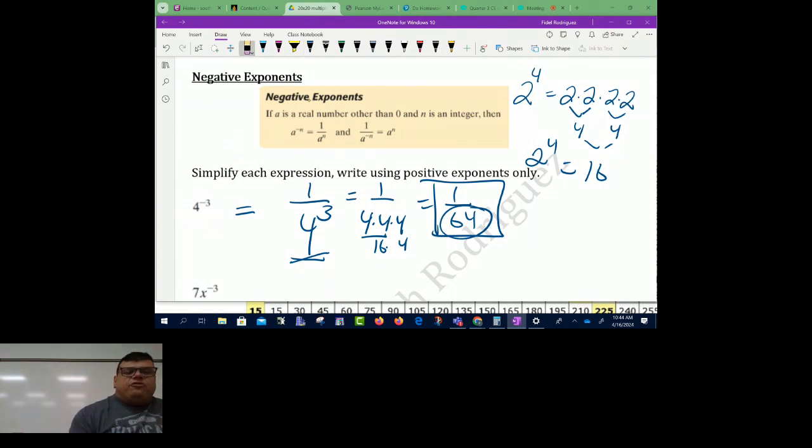And in case you're wondering, like, hey, I didn't see a fraction the first time, we can think of that being over 1. And all we did is move this guy, boom, downstairs. Okay.